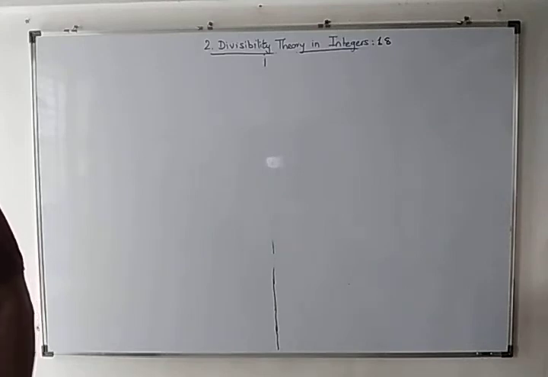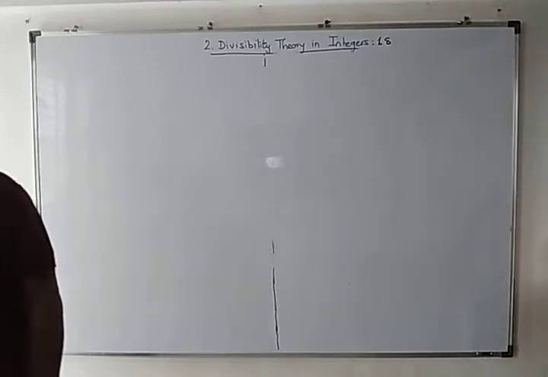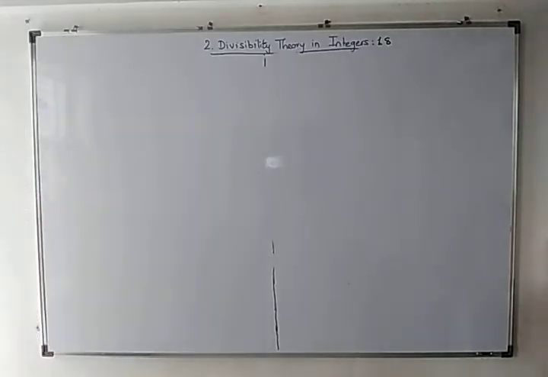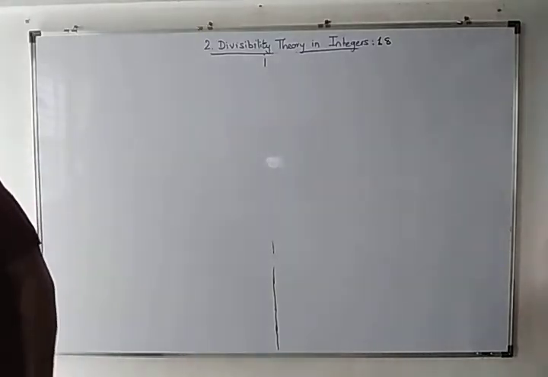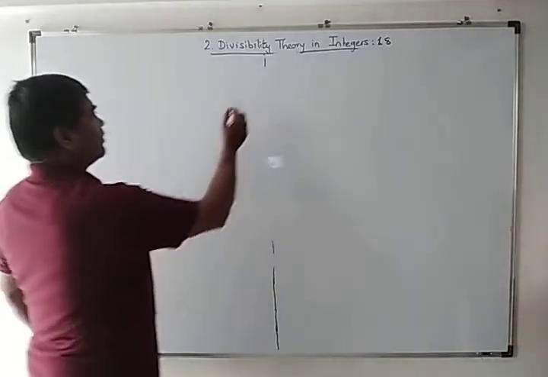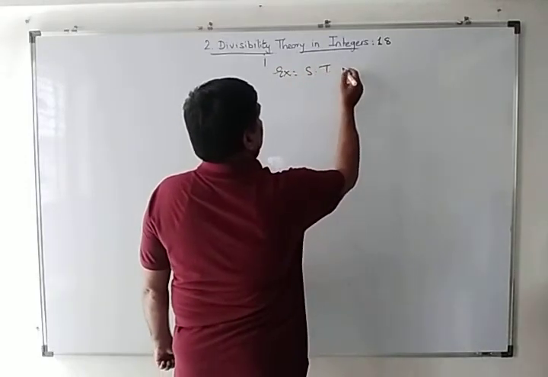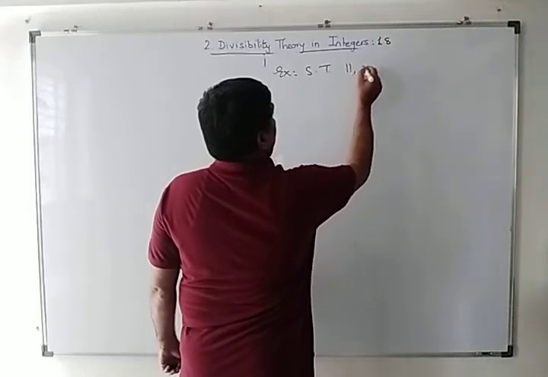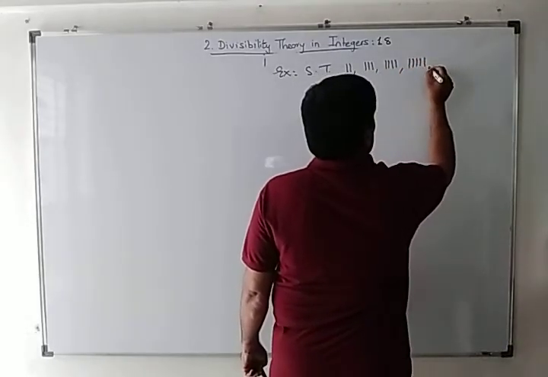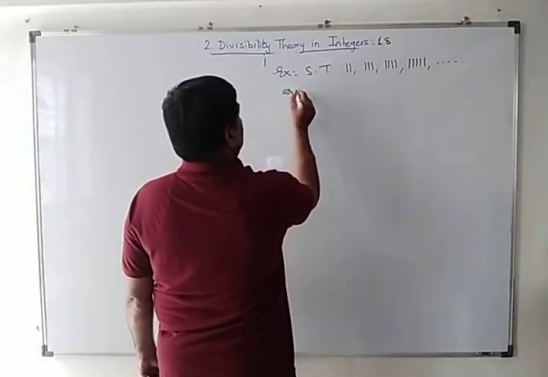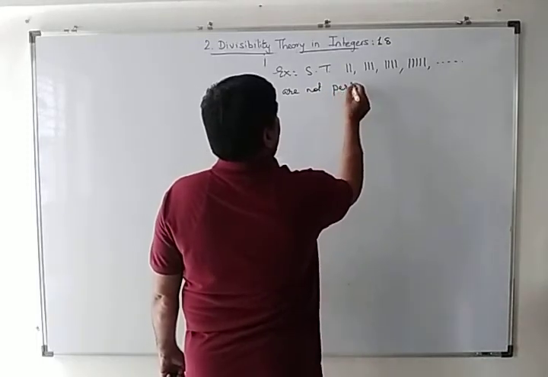Next example. Show that 11, 111, 1111, 11111, and so on are not perfect squares.